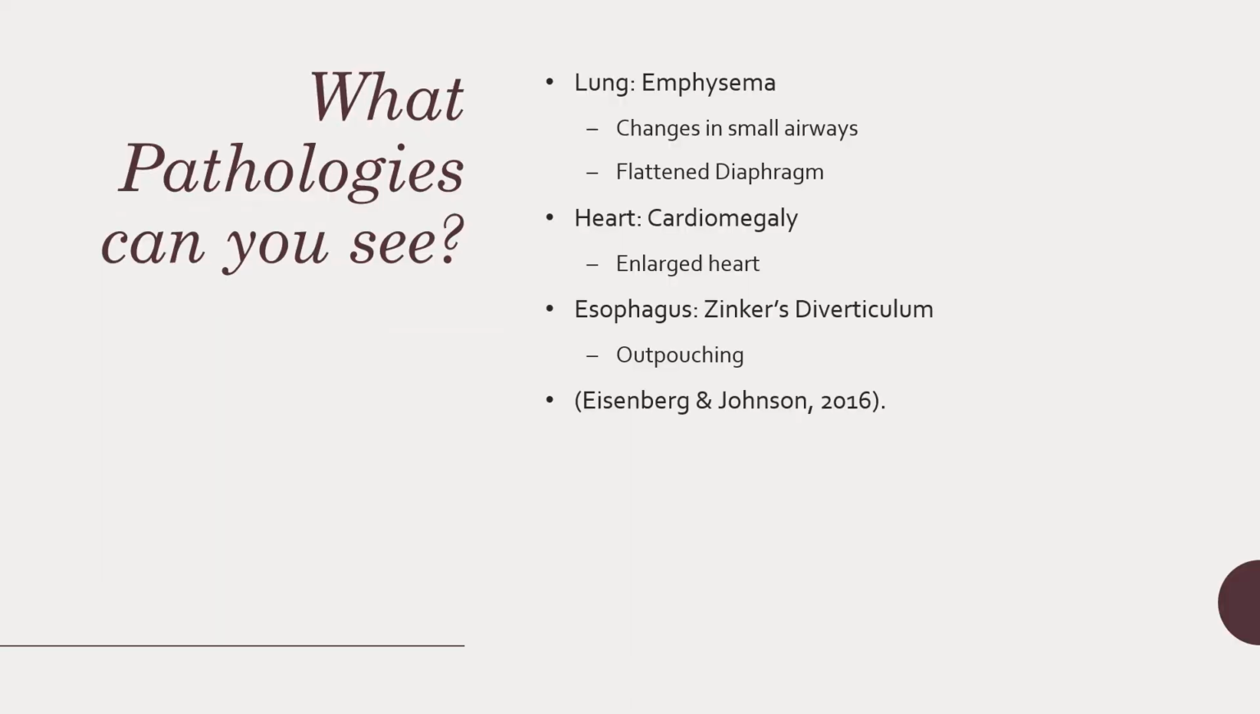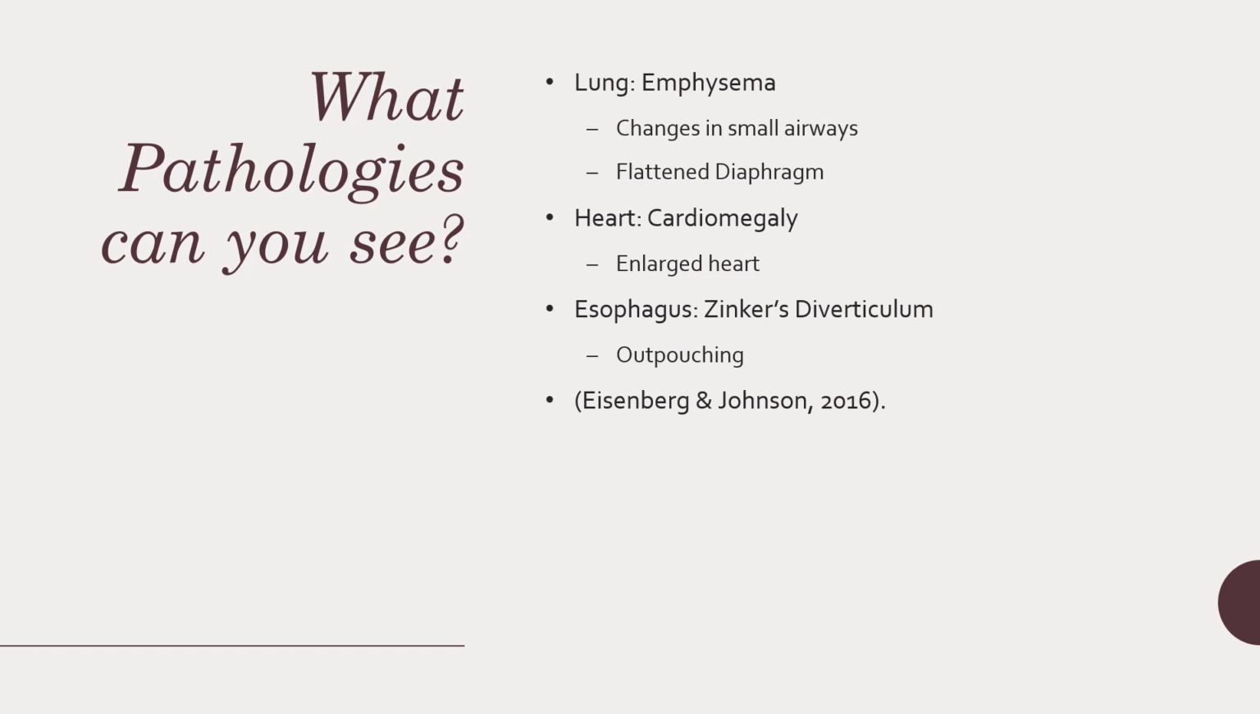So what kind of pathologies can you see within the thoracic cavity? There are so many pathologies that can be seen within the thoracic cavity, but I'm just going to list a couple. Within the lung, you can see a pathology known as emphysema. On a radiograph, it can show up as a flattened diaphragm, which could be one sign of it. It's typically occurring with small changes in the small airways. Next up, you'll have a pathology of the heart known as cardiomegaly, which easily translates into enlarged heart. Lastly, within the esophagus, you can have a pathology known as Zenker's diverticulum, which is just an outpouching of the esophagus.